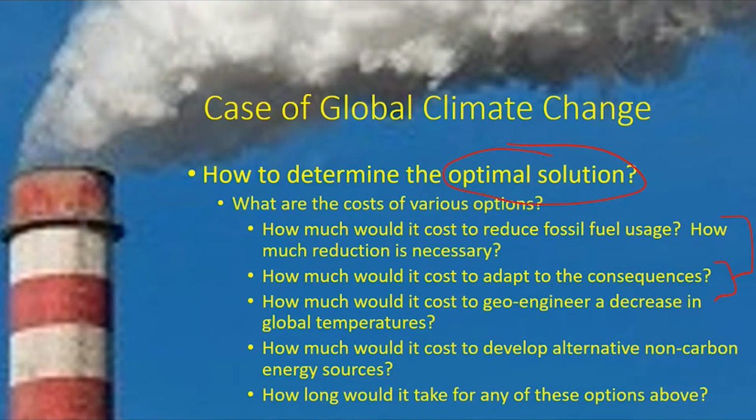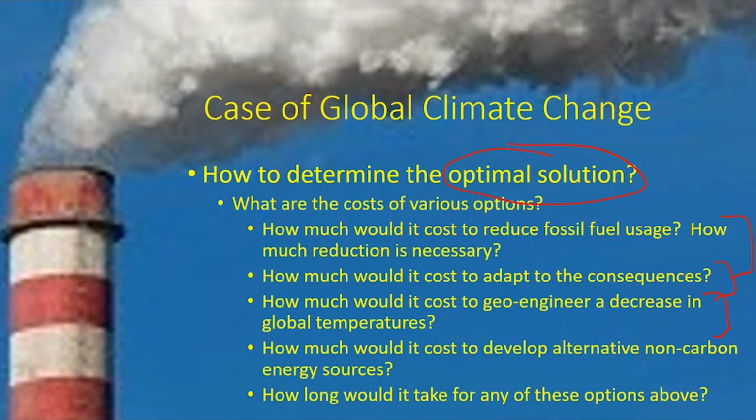We'll use science to try to adjust where we grow our crops so that we can simply live with the new climate that is coming about. That's an alternative way to, quote unquote, solve the problem. Another way to solve the problem would be to geoengineer a decrease in global temperatures.